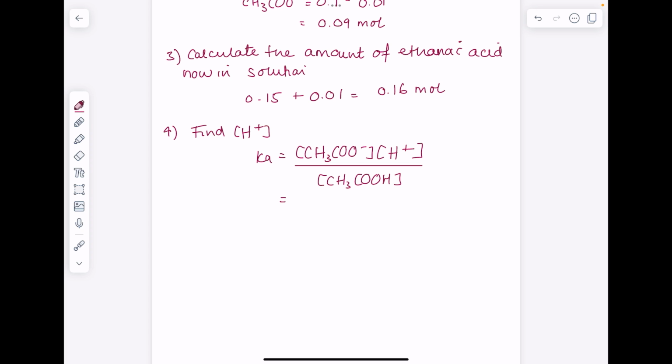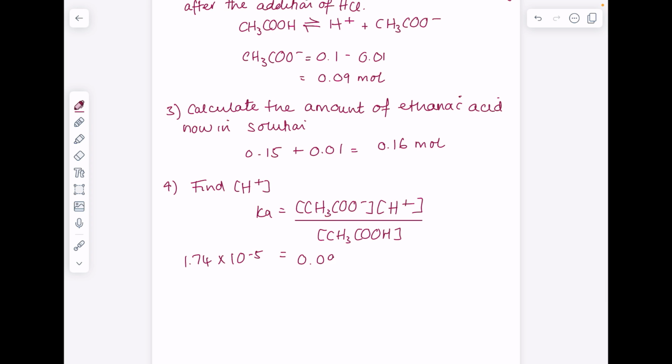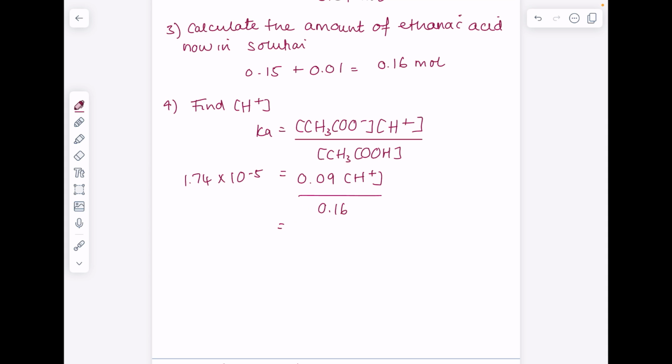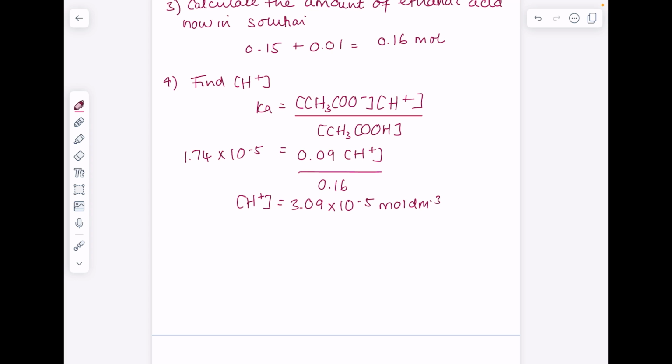So in this particular case, we can cancel out the volumes and not worry about them. So our Ka value was 1.74 times 10 to the minus 5. We know we've got 0.09 moles of ethanoate ions, 0.16 moles of ethanoic acid. So we can solve to find our H+ ion concentration, which is 3.09 times 10 to the minus 5 moles present per decimeters cubed. So that's why we can bring those concentration units back in. And then the final step is to find the pH.